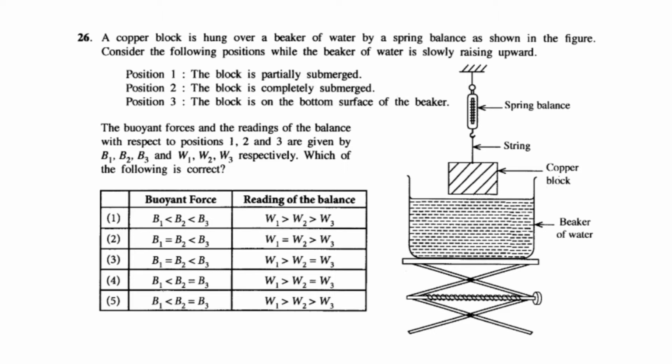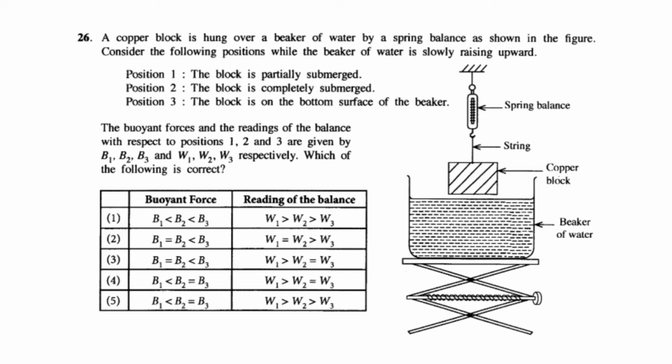Let's consider the positions of the copper block given in this question. Position 1, the block is partially submerged. Position 2, the block is completely submerged. When the block is completely submerged, the volume of the water displaced by the copper block is more than in position 1. So, therefore, B2 must be greater than B1.